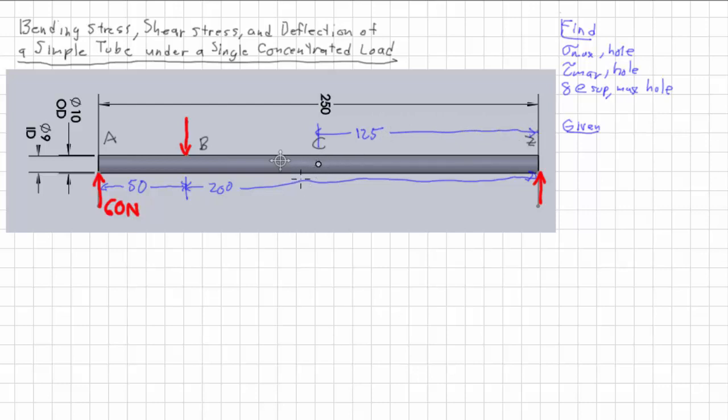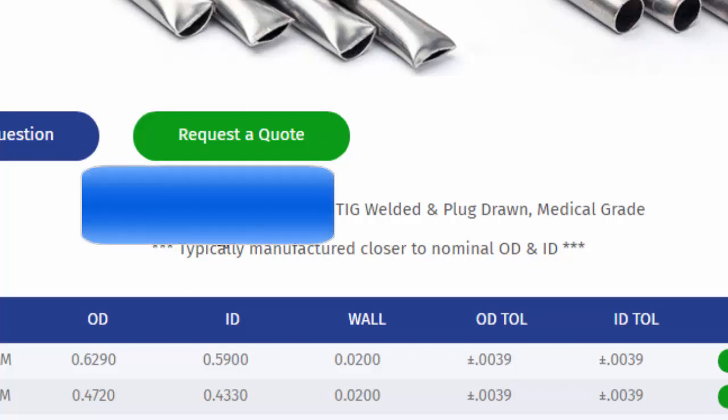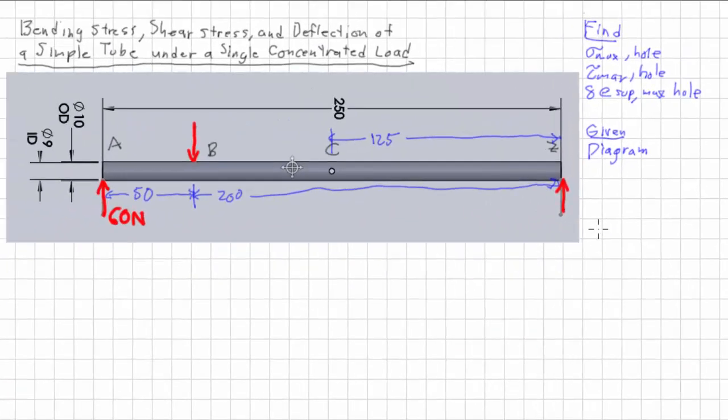Okay, so that's given here. Now we have this force of 60 newtons. That's also given. One other thing that's not given yet is, you'll notice they use type 304 and 316 stainless steel. We'll be using type 304, 304L as a matter of fact, but that doesn't change things that much. So stainless steel.